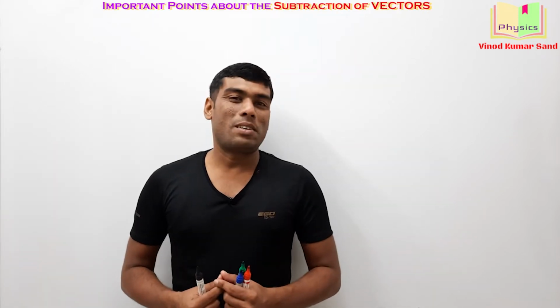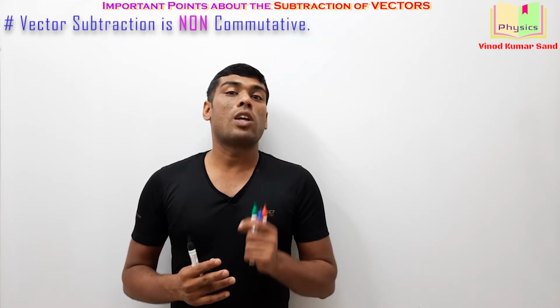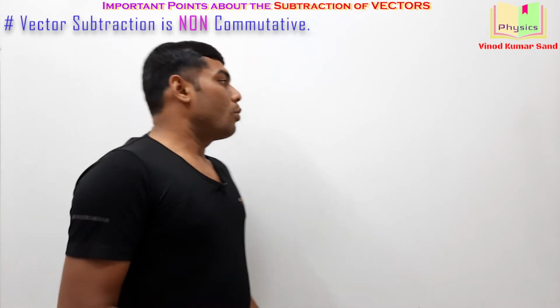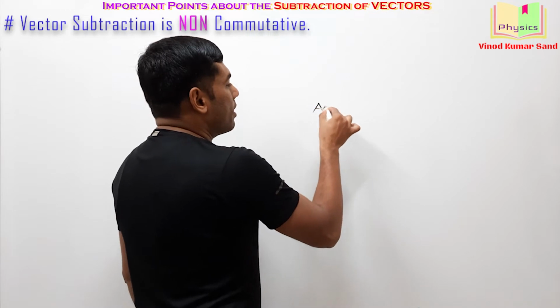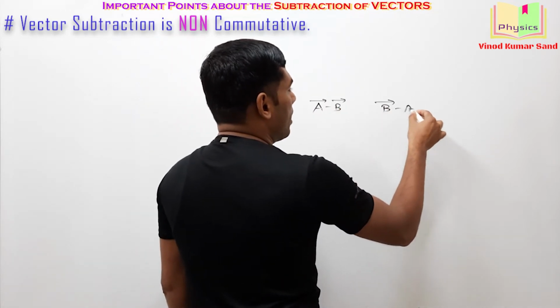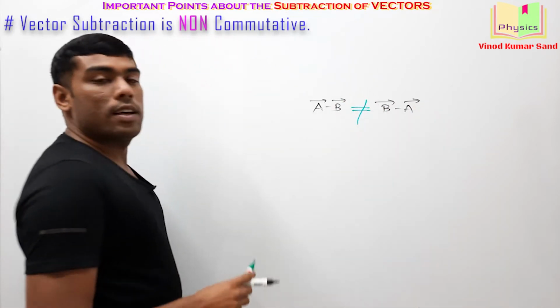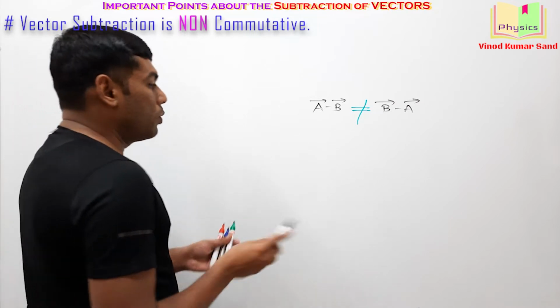Here are the important points. Number one, the vector subtraction is non-commutative. What does it mean? A vector minus b vector and b vector minus a vector, they are unequal. Okay, let us prove it.